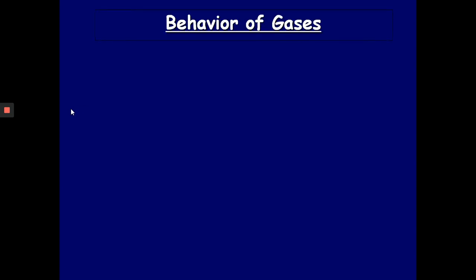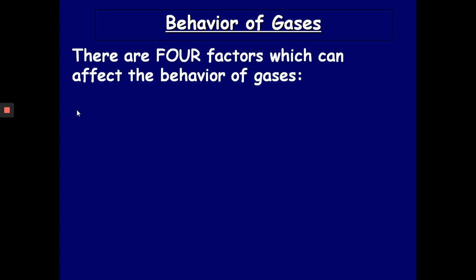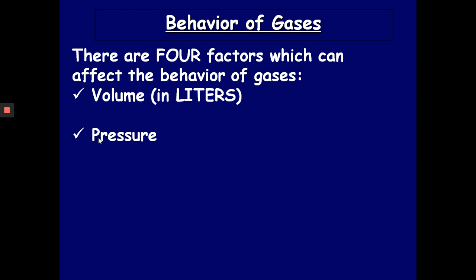Okay, first of all, I would like to cover the behavior of gases, and I want to do a quick review of what we have learned last time. To describe the behavior of gases, there are four important factors which affect the behavior of gases. The first one is the volume, and the volume is usually measured in liters. Next one is pressure, and the pressure actually has four different units.